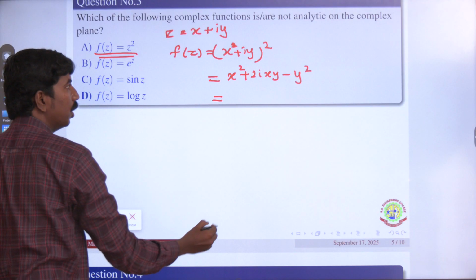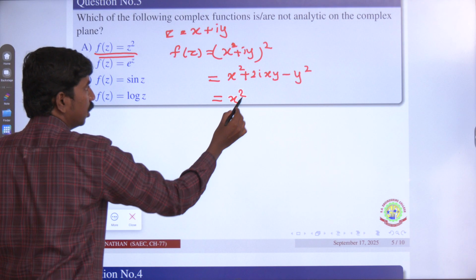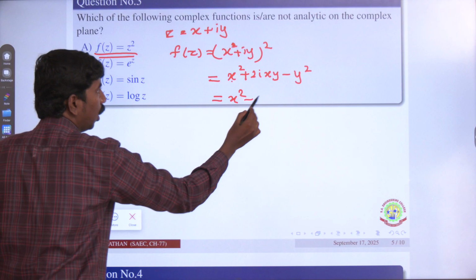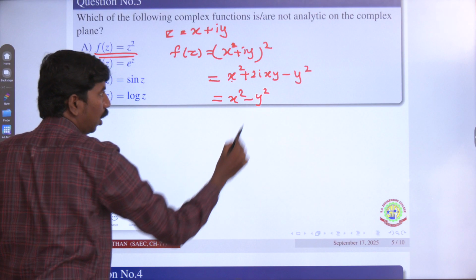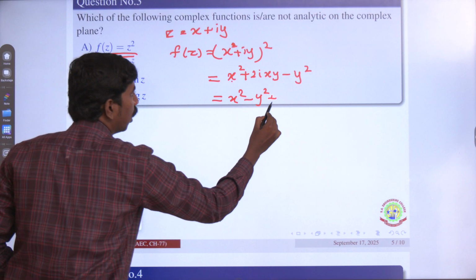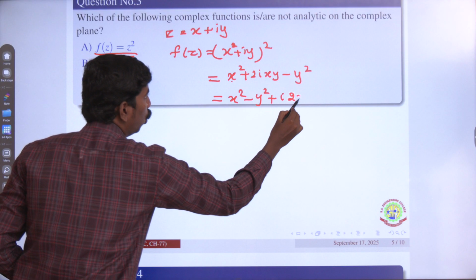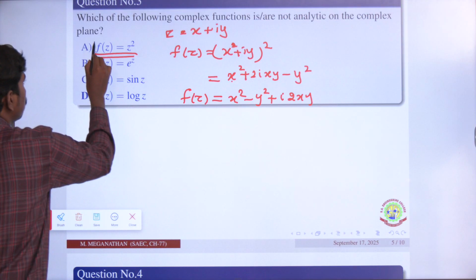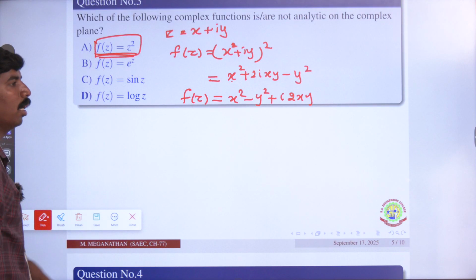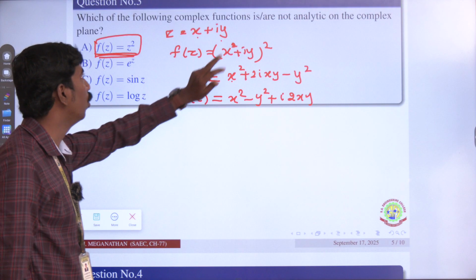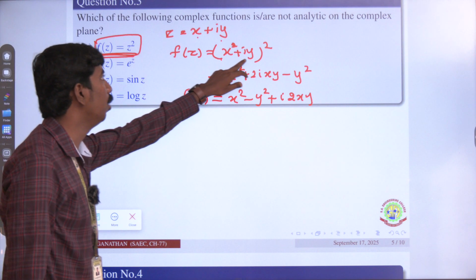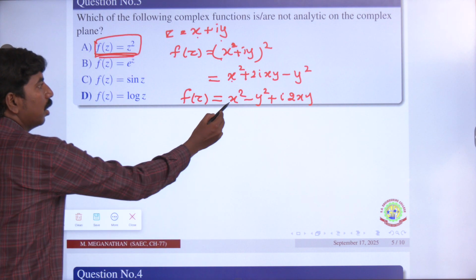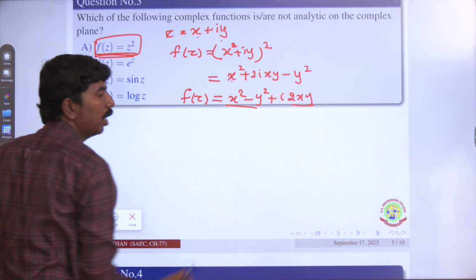As per the previous example, we can separate the real and imaginary parts. The real part is x square minus y square, and here we can write i into 2xy. So this is our f of z. For the first function, f of z equal to z square, I substituted x plus iy as z, then expanded the a plus b whole square formula, and now I have separated the real part and imaginary part.